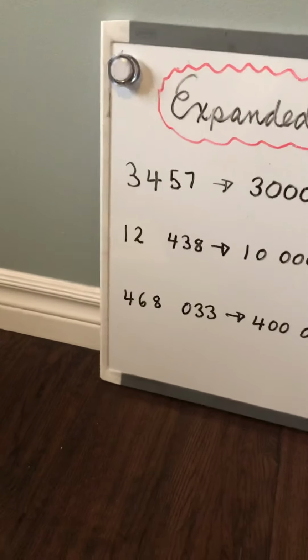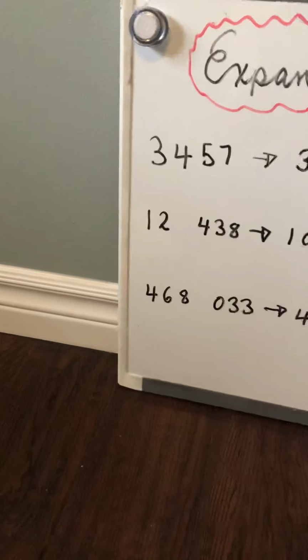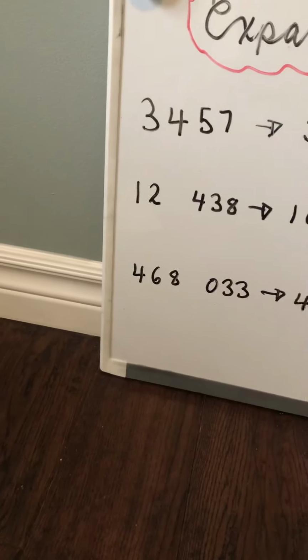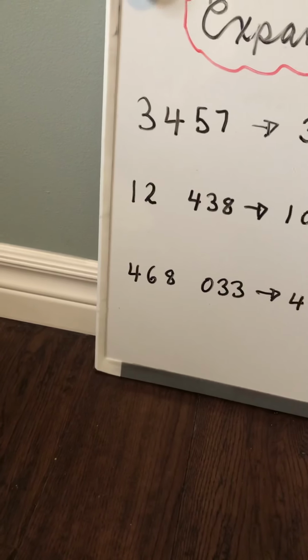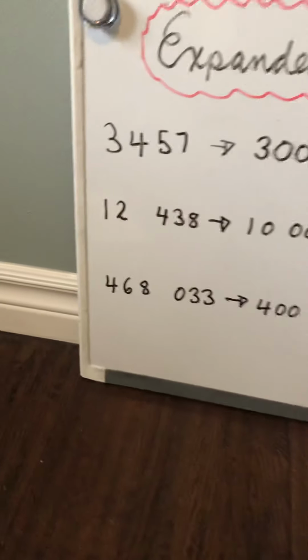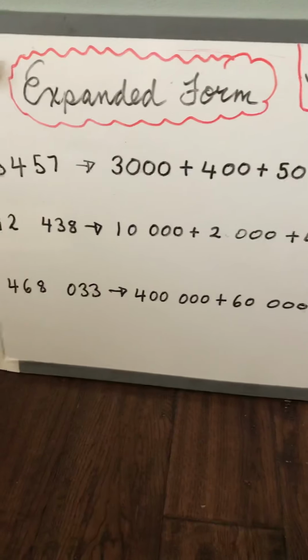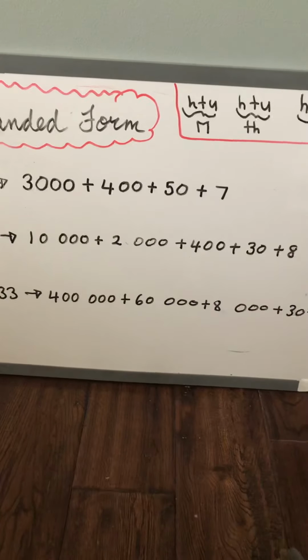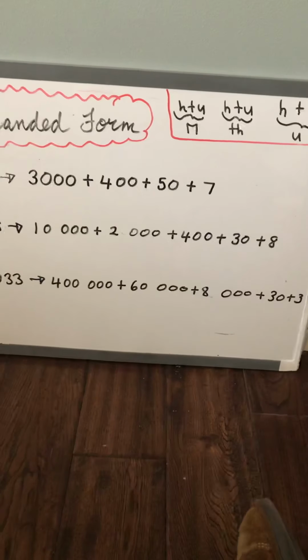One more. This one's a little more tricky. You can do it. 468 thousands 33. Well, let's expand that number. Let's stretch it out. 400,000 plus 60,000 plus 8,000 plus 30 and plus 3.